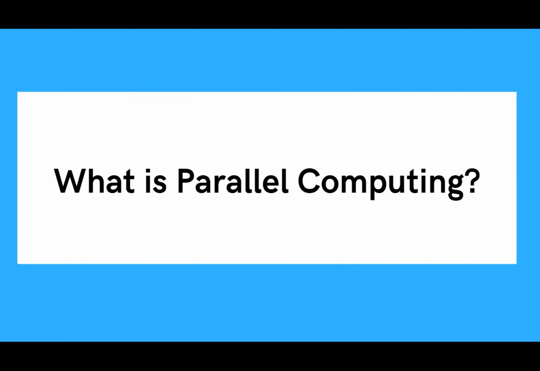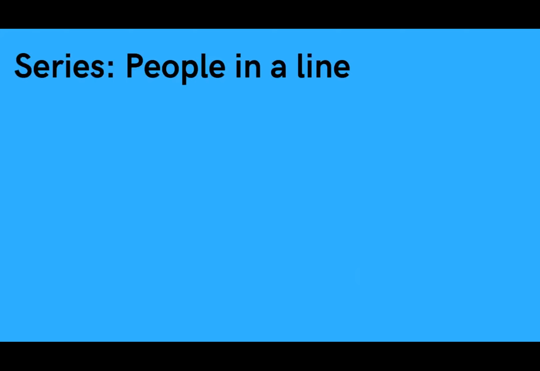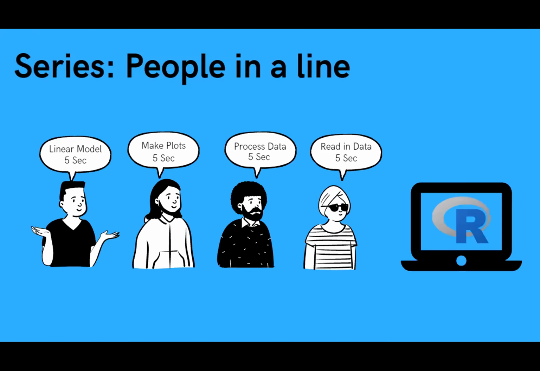So let's talk about what is parallel computing by first talking about what it is not. What's not parallel computing is sequential computing, right? So series, things that run kind of in a line. So imagine we have an office space where there is only one computer in the office that has R, and there are several coworkers, right? Let's see, Susan, Bob, Kyle, John, and they need to do various tasks for their supervisor. Susan wants to read in some data, Bob wants to process some data, Kyle makes plots, John does some linear model, all right?